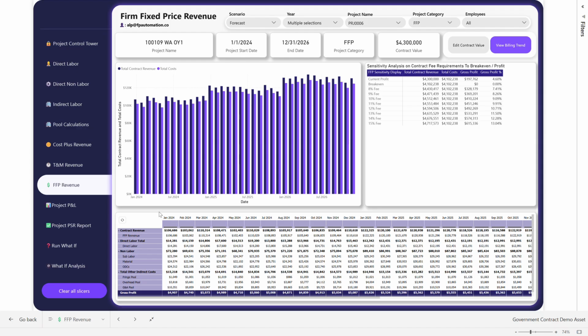So compared to T&M and cost plus, firm fixed pricing is generally already pre-calculated based on the contract value, but we have the ability, of course, to model new contract values if we would like to see what would happen in certain situations when we were to charge more and how that would affect gross profitability of the company.